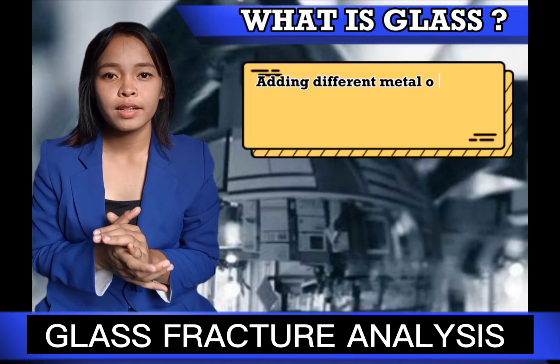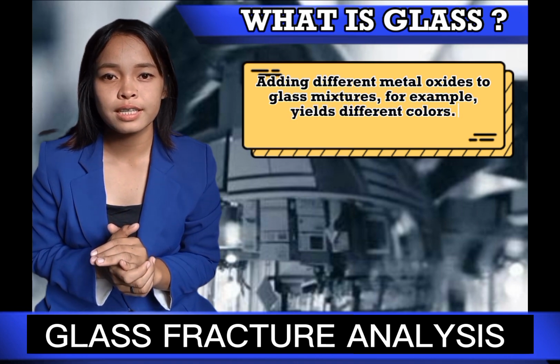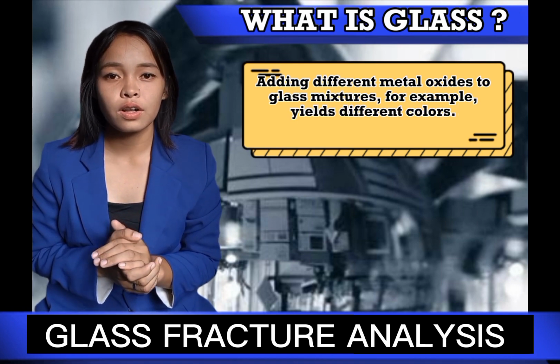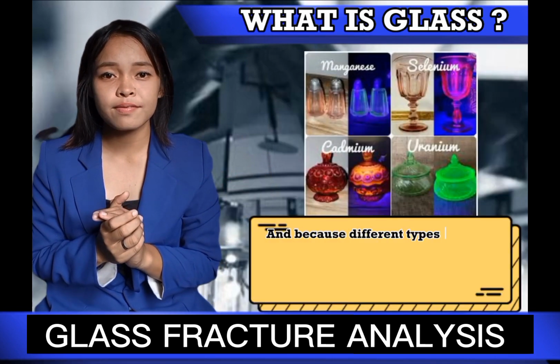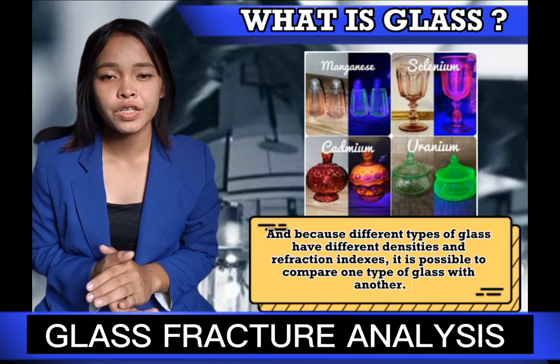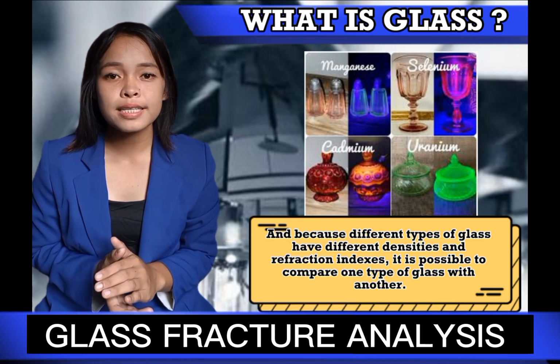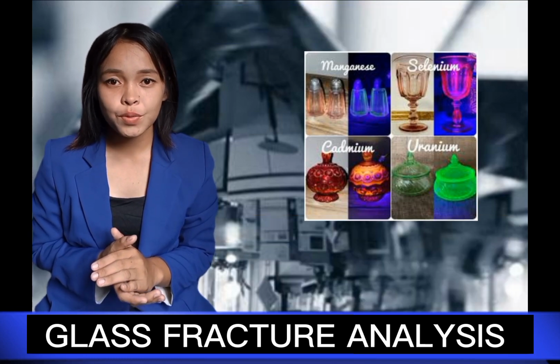Adding different metal oxides to glass mixtures, for example, yields different colors, just like this. And because different types of glass have different densities and refraction indexes, it is possible to compare one type of glass with another.